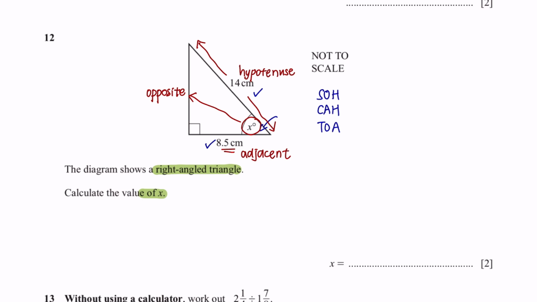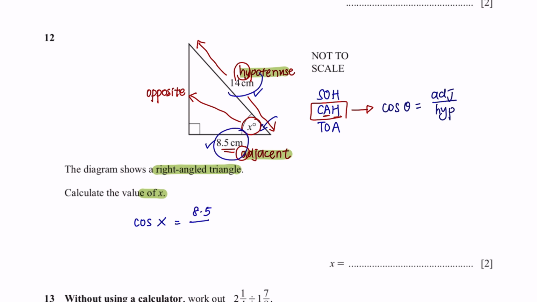So we have the adjacent and we have the hypotenuse, which is A and H. So A and H meaning that we have to use CAH. So cos x, which is the theta, the adjacent is 8.5 and the hypotenuse is 14. After rearranging x, this is what we will get, and you can just put all these values in your calculator and you will have 52.61.